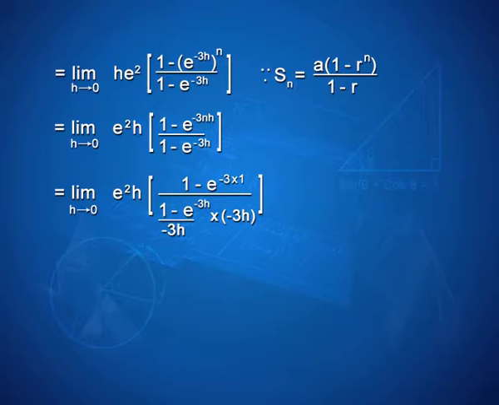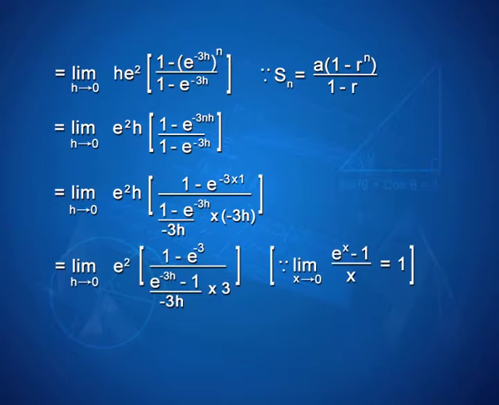which on simplification gives limit h tends to 0, e to the power 2 into (1 minus e to the power minus 3) upon (e to the power minus 3h minus 1) upon minus 3h into 3.